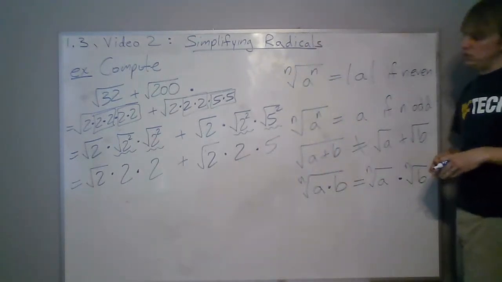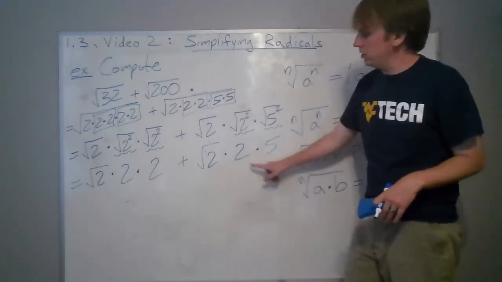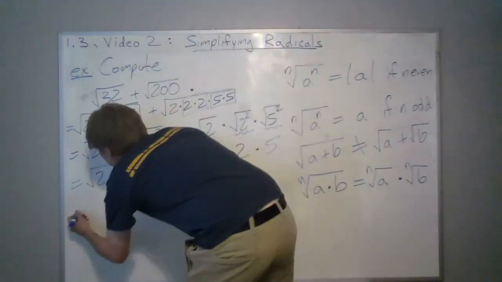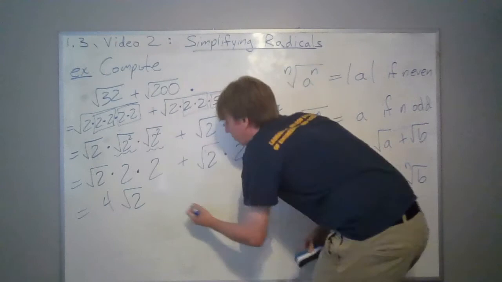And let's see. So 2 times 5, I can just call that a 10. 2 times 2, I can call that a 4. I'll put the numbers up front.